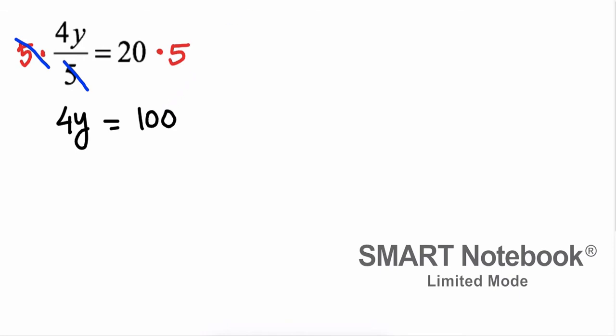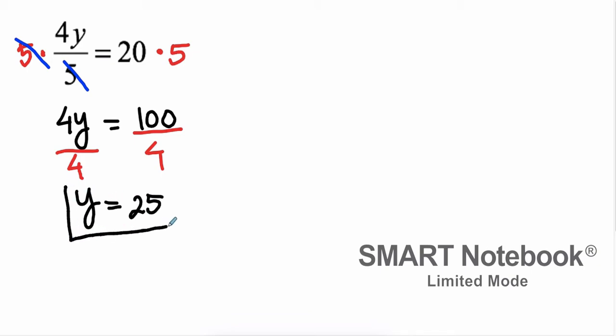And the last step we have to do is to isolate y, make y the subject, and here we have 4 times y, so the inverse operation is divide by 4. And when you do that, we will end up with y on the left-hand side, and 100 divided by 4 is 25. So therefore, we have solved the equation, and we figured out that the value of y should be 25. So that's not even so hard, right? So let's go and move on to the next example.